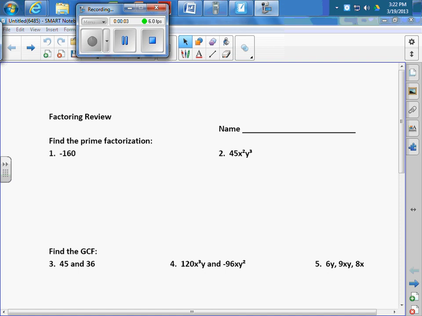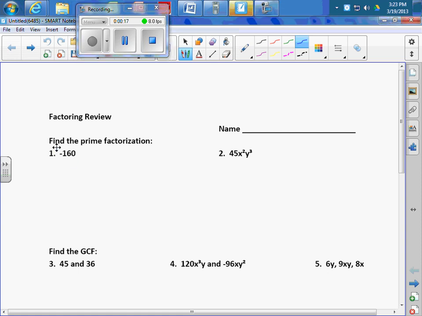Well, here we're talking about the review for the factoring chapter, and the first couple of problems, what we're going to be doing is finding the prime factorization. And number one, when you have a negative number, remember the first thing you're going to do is factor out a -1 in order to get you the positive 160.